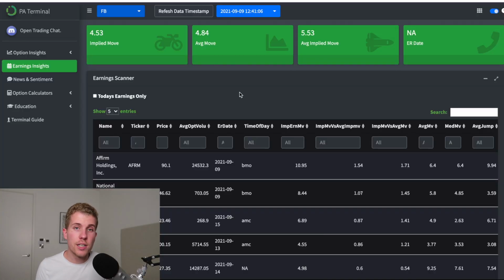After that, I also look at the platform Predicting Alpha to look at earnings and how the stocks are moving. So for example, I chose Facebook within the Predicting Alpha platform.